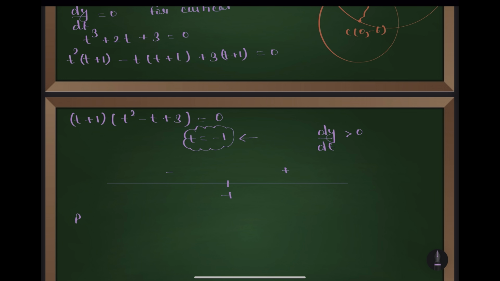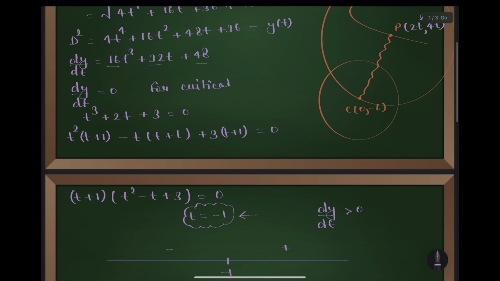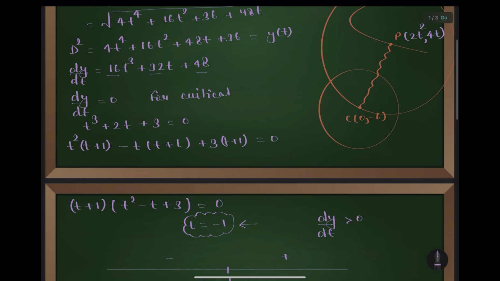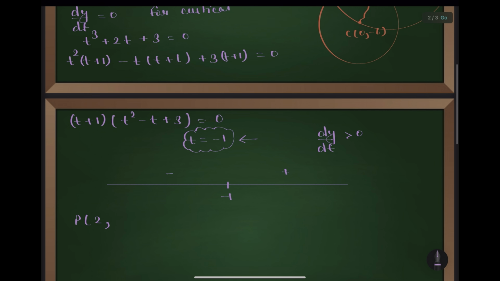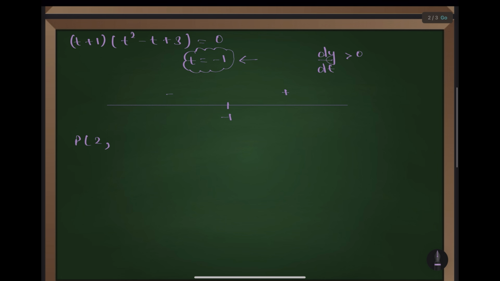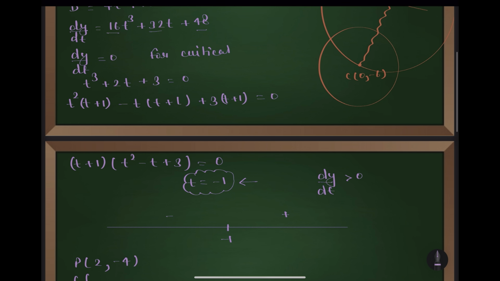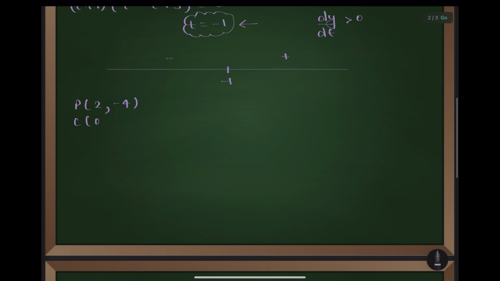So can you update your point P? It was (2t², 4t). So t is minus 1. So it will become 2, and 4t, so t is minus 1, so minus 4. So you got your P, and you already got your C, (0, -6).